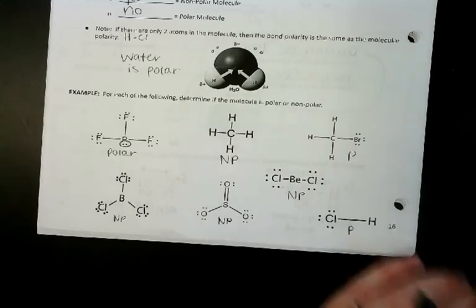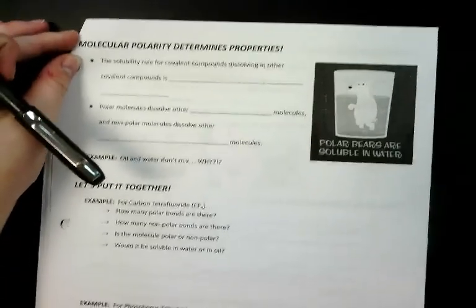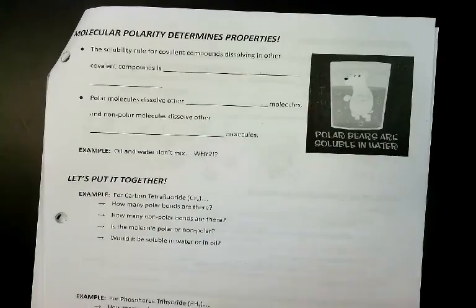Okay? Now, molecular polarity determines properties. So like I said, polarity determines a lot of different kinds of properties. It determines melting and boiling point. It determines state of matter at room temperature, and it also determines solubility. Okay, solubility is the ability to dissolve. Is it going to dissolve or not?